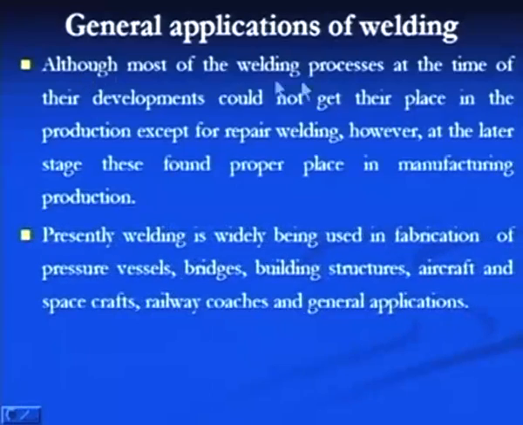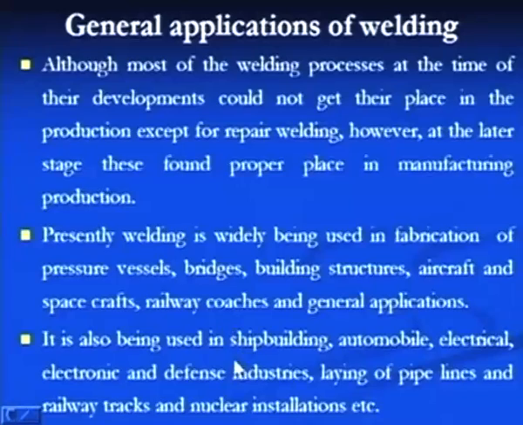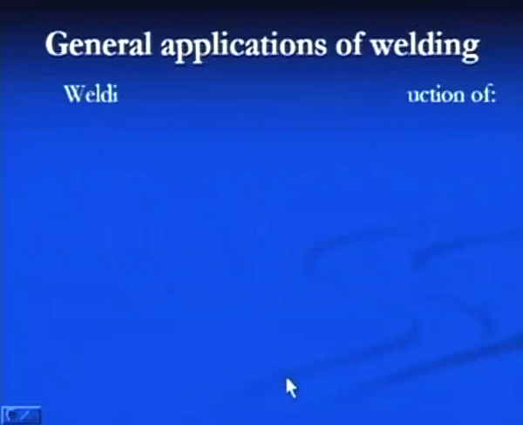Initially, the welding processes at the time of their developments could not get their place in the production except for repair welding. However, at the later stages, these found proper place in manufacturing and production. Presently, welding is used in fabrication of the pressure vessels, bridges, building structures, aircraft, spacecraft, railway coaches, and the general applications. It is also being used in ship welding, automobile, electrical, electronic, and defense industry, and laying of the pipelines, railway tracks, and in the nuclear installations.